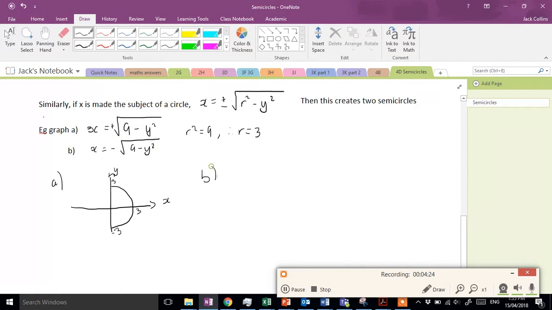Similarly, I want you to have a go, see if you can do B here. Where do you think the semicircle would show up when x has to be a negative value? So just pause and have another go. Alright, so if you draw it out, it would have to be to the left of the y-axis, as x can only be negative, and it's negative on this side. And once again, the radius, r squared is equal to 9, r is equal to 3. Just need to fill in those points.